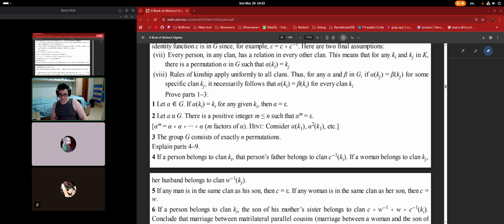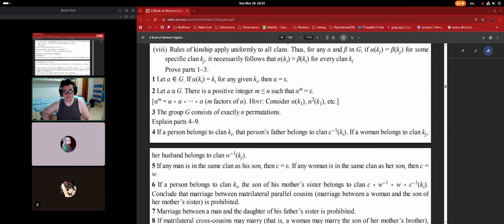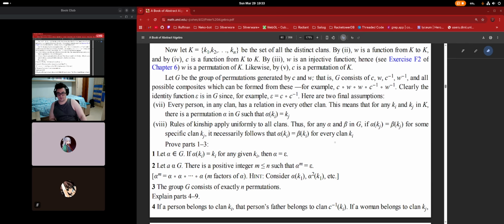Okay, so exercises. We need to prove parts 1 to 3. Let alpha be in G. If alpha of ki is equal to ki for any given ki, then alpha is equal to epsilon. So this is essentially saying that the only relationship available that can go from a particular clan to itself is the neutral element. There will not be any other one. Yeah, this follows pretty much directly from 8, which is the last one that we just saw.